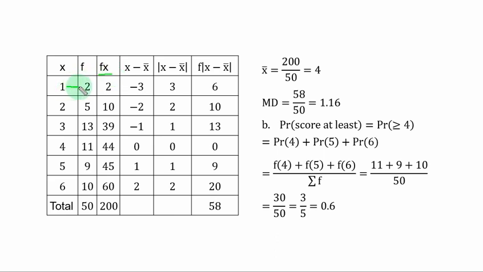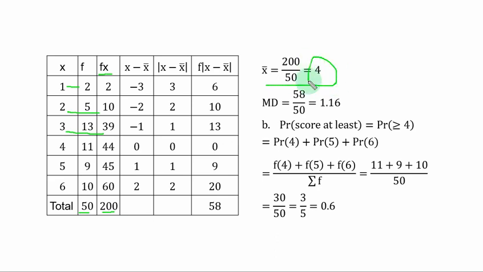So 1 times 2, you have 2. 2 times 5, you have 10. 3 times 13, you have 39, and so on. So you add this column down and you have 200. You add the column for frequency down, you have 50. So the mean is equal to summation Fs, that is 200, divided by summation F, 50, and you have 4.